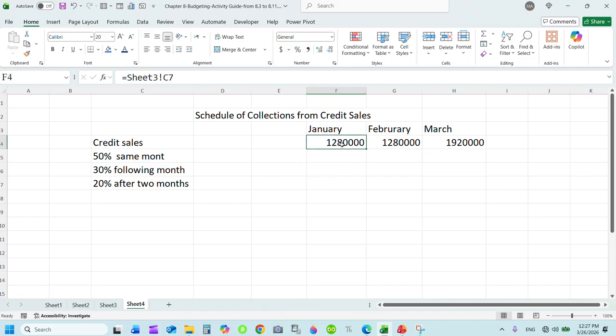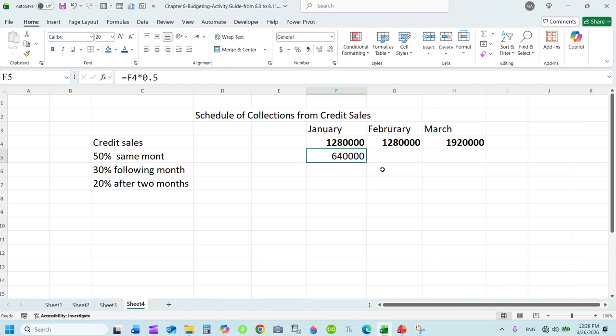Okay. Equivalent, out of this 1,280,000, right? We will collect 50% in the same month. January month we will collect 50%, 0.5, right? So total in January we will collect this much cash out of this 1,280,000. 50% same month, balance 30%, right?